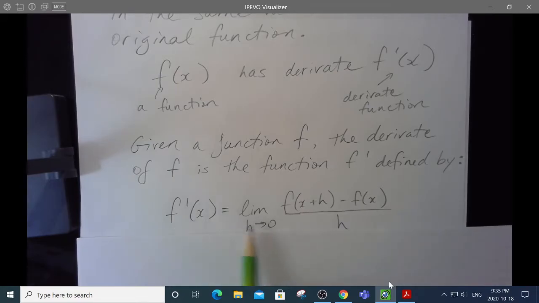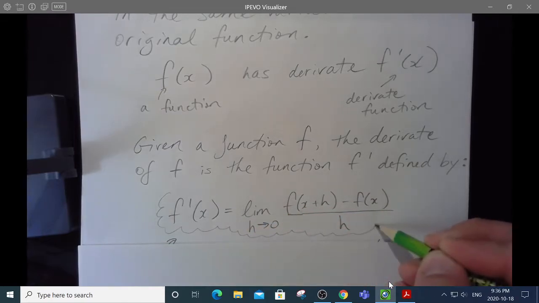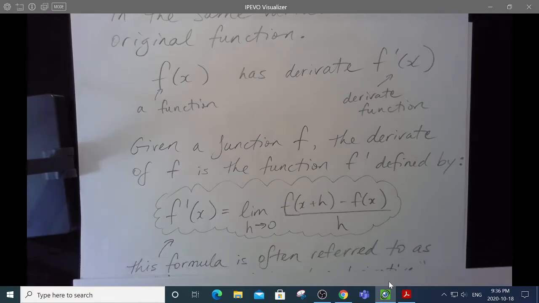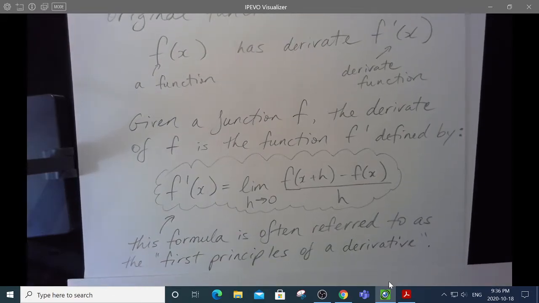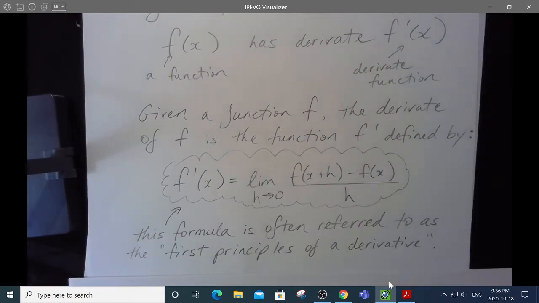The derivative f prime of x is equal to the limit as h approaches 0 of f of x plus h minus f of x, over h. This is the important formula. It should look really familiar. Isn't it very much the same thing we just saw in the last chapter when we looked at Formula 2 for the slope of a tangent line? Well, it pretty much is Slope 2, but this formula is often referred to as the first principles of a derivative. And that's usually the way textbooks refer to it. So I'll give you a sec to catch up to me there.